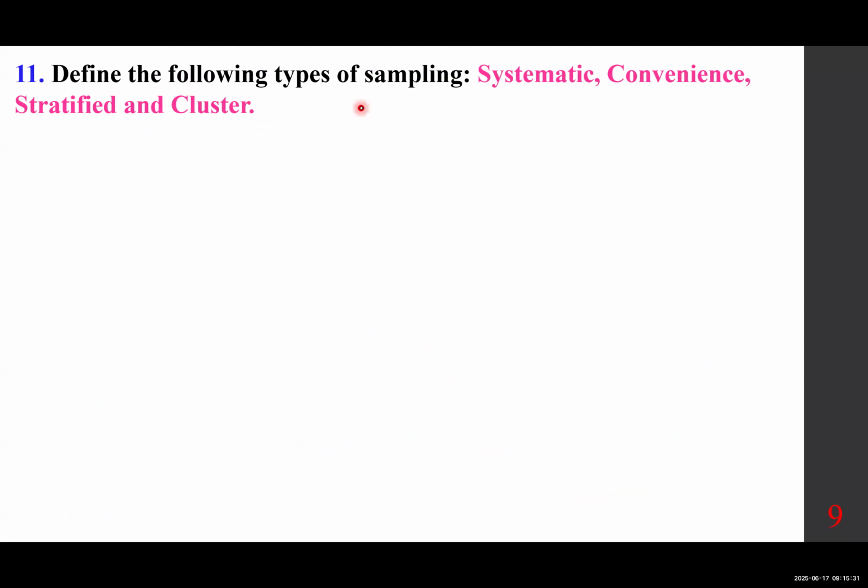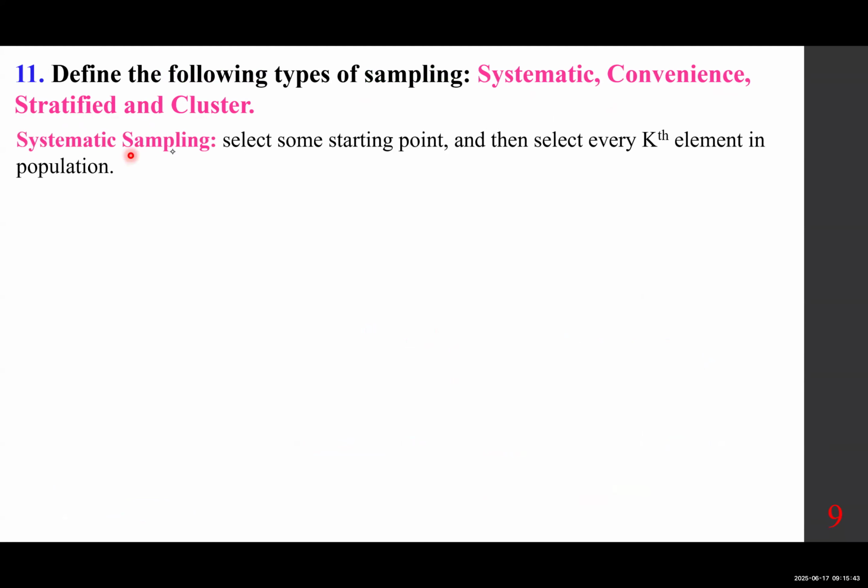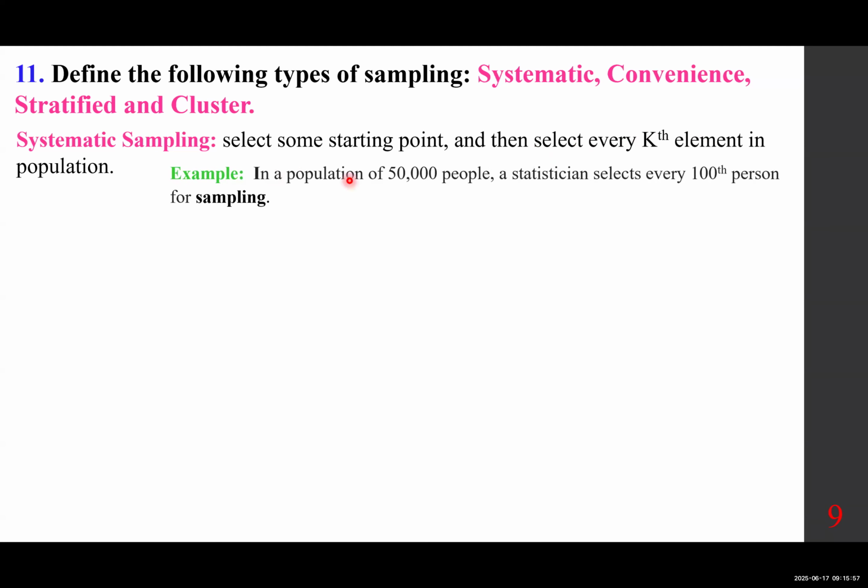Define the following types of sample: systematic, convenience, stratified, and cluster. Systematic sampling. Select some starting point, randomly, of course, and then select every kth element in the population. Example, in a population of 50,000 people, a statistician selects every 100th for sampling. But there has to be some starting point, which can be done randomly.